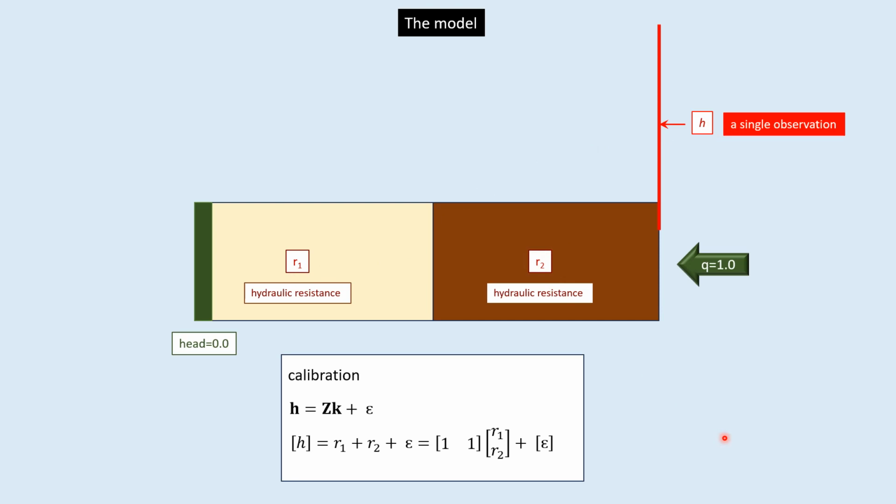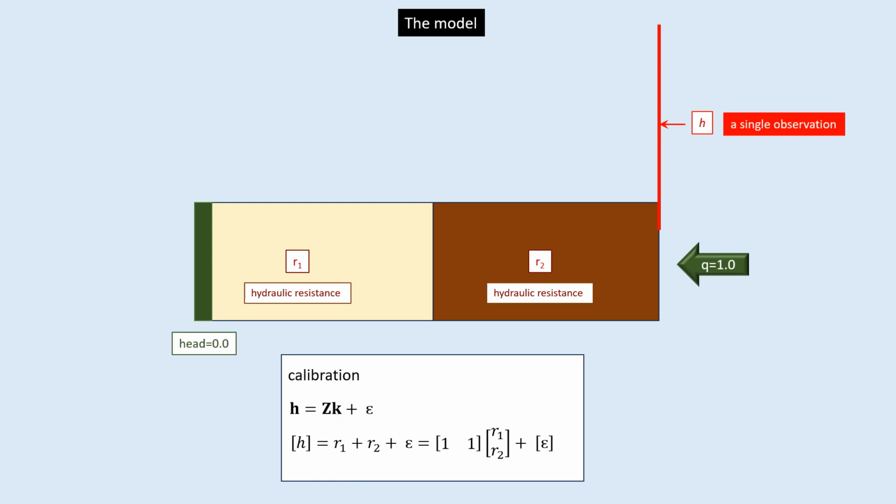Now, in other GMDSI monographs, we've used this equation to describe how a model acts when it's been calibrated. This equation says that the action, what we observe in the field, is equal to the action of a model on its parameters plus measurement noise. This is a linear equation. The Z matrix here is a matrix, therefore the system is linear. K is a vector comprised of a number of parameters.